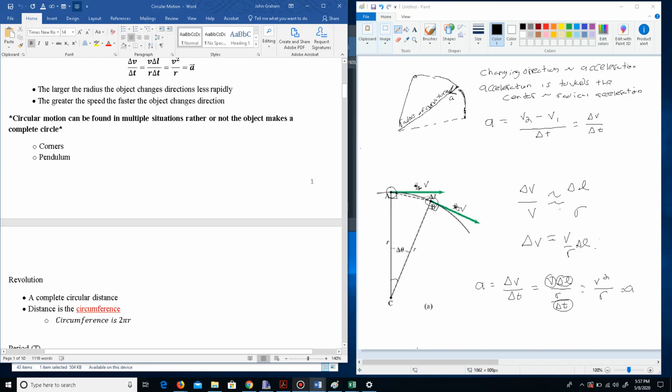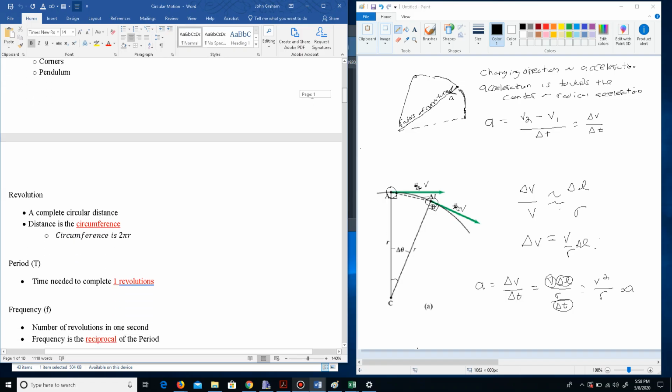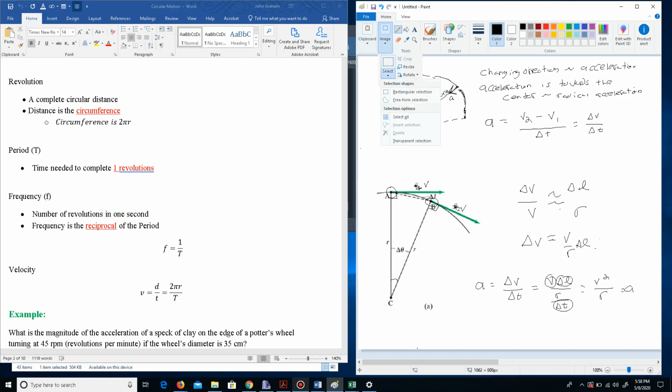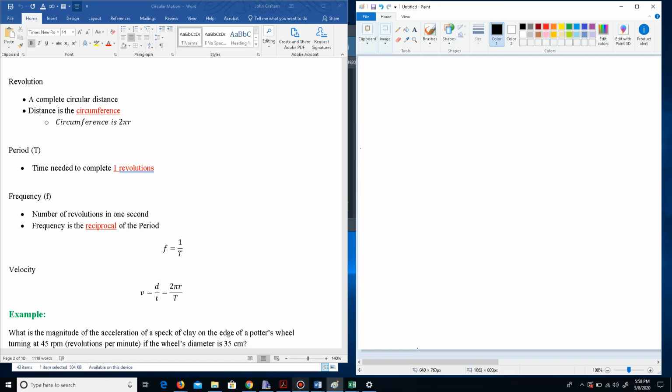And we can see circular motion found in things, not just race cars going around a track, but in corners, pendulums, things that don't always have a full circular motion. So how much of that circular motion does become important? And so we're going to define that. And that is the idea of revolution.